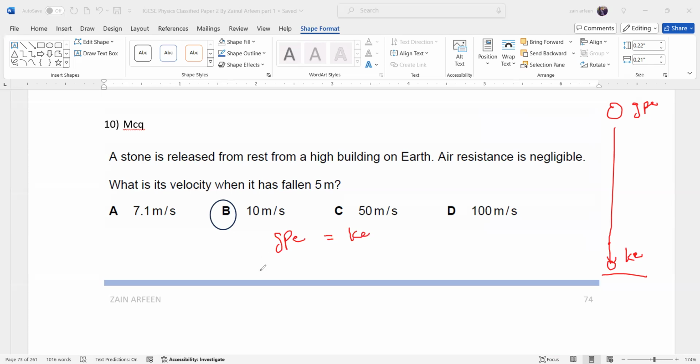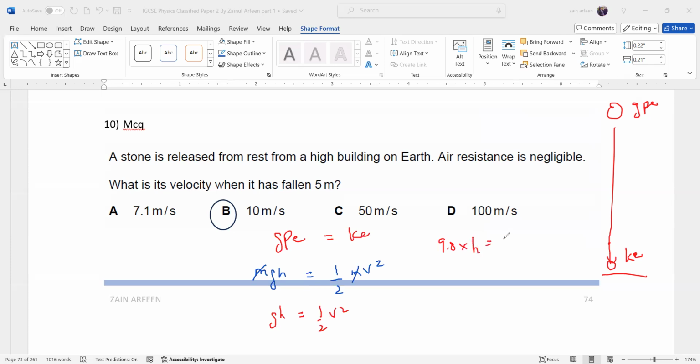So what is the gravitational potential energy? mgh equals the kinetic energy, half mv squared. m is common, so it will cancel out. So actually, we can say that gh is equal to half v squared. Now we substitute the values. g is the gravity of the earth, we take it as 9.8. h is the height.